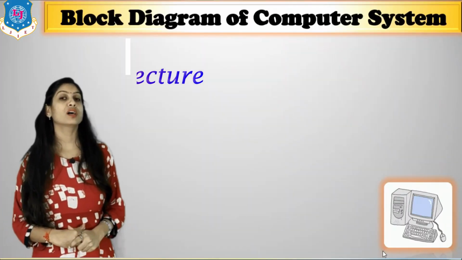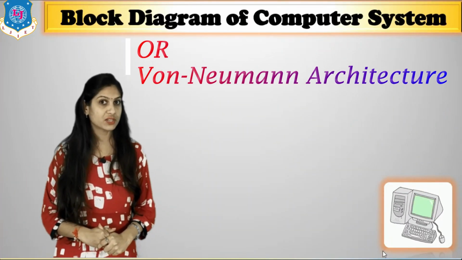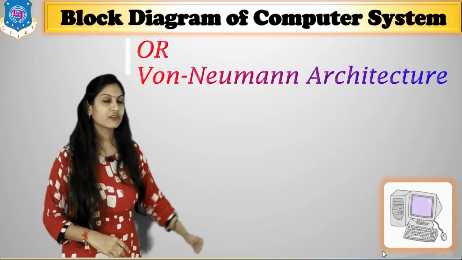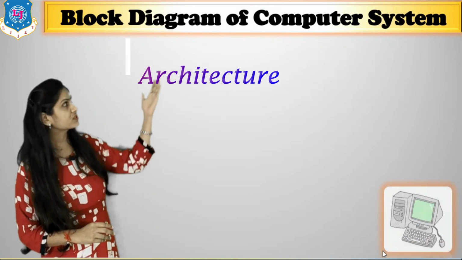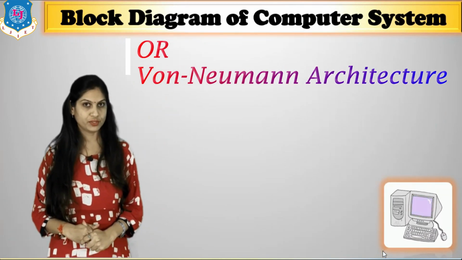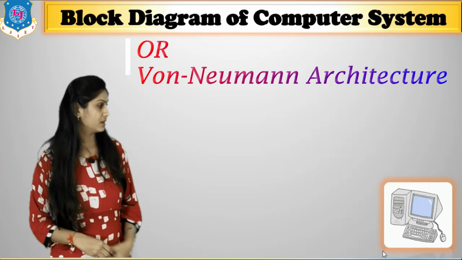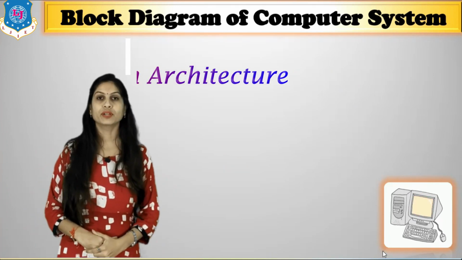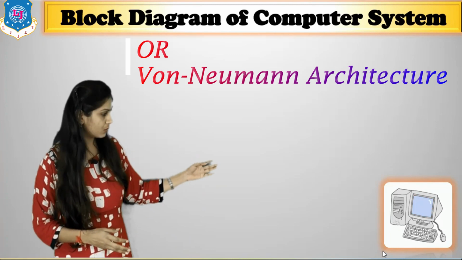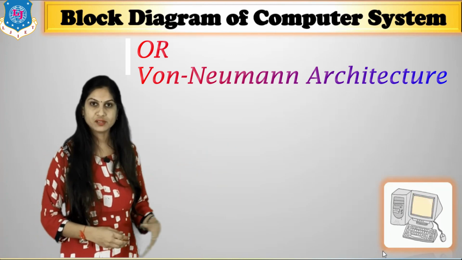Today we are discussing von Neumann architecture, and that is nothing but a block diagram of a computer. So let's see here. Now before starting this, first you all should know the definition of a computer. What is it? See here the figure of a computer. It consists of so many parts like keyboard, mouse, CPU, monitors.